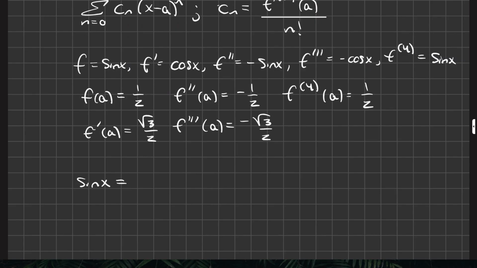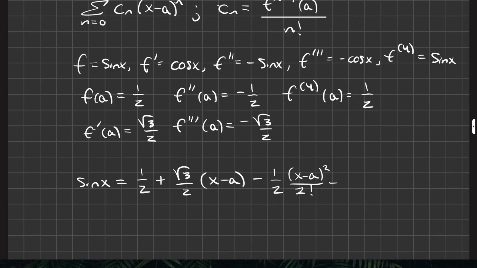So, right, we have f of a, and then it'll be f prime of a times x minus a, f double prime of a times x minus a squared over 2 factorial, right? We know the pattern. So f of a is just 1/2, plus f prime of a, which is root 3 over 2, times x minus a to the first power over 1 factorial, which is just 1, minus f double prime, so minus 1/2 times x minus a squared over 2 factorial.